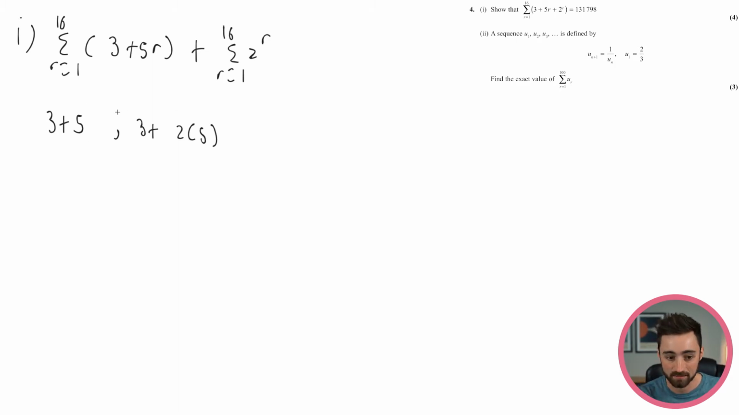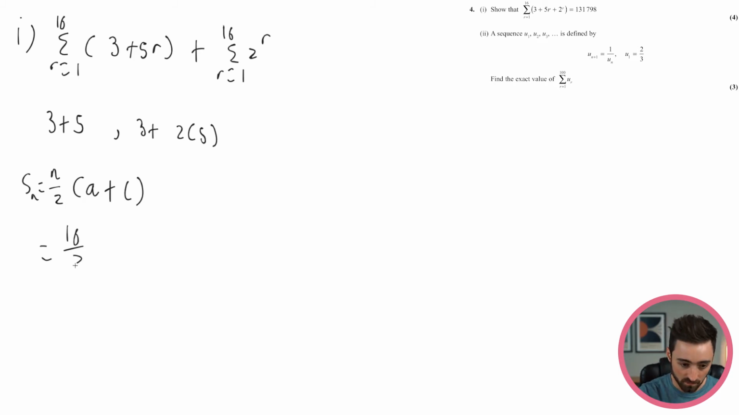That's an arithmetic series. So to get this sum, I can use the formula for the sum of an arithmetic series, which is nice. There are a couple of different ways I can do it. The one I'm going to use now is n over 2. So Sn is going to be n over 2 times a plus l, where a is the first term and l is the last term. And n is the amount of terms. So you can see I've got 16 terms.